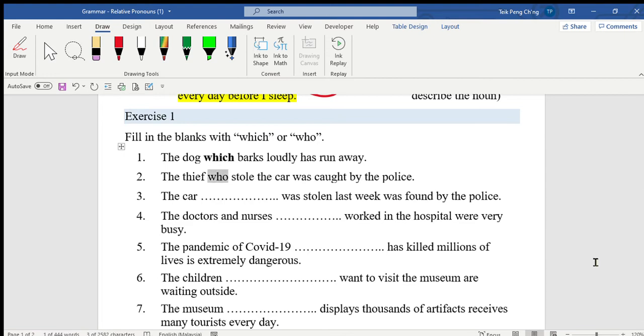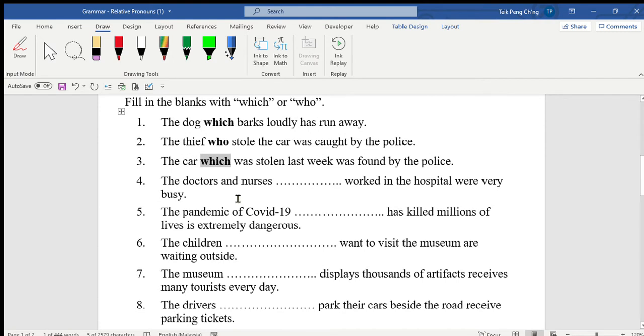The thief who stole the car was caught by the police. Was caught, ditangkap by the police, oleh polis. Okay, number 3, the car. Okay, kereta. Kereta itu non-human, bukan manusia. So kita kena guna which. Which was stolen, yang dicuri. Kereta, the car which was stolen, kereta yang dicuri last week was found, dijumpai. Oleh siapa? By the police. Oleh polis.